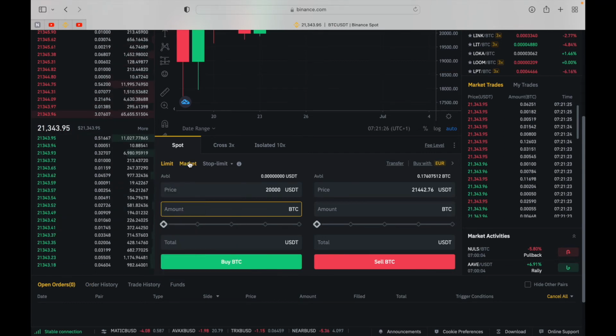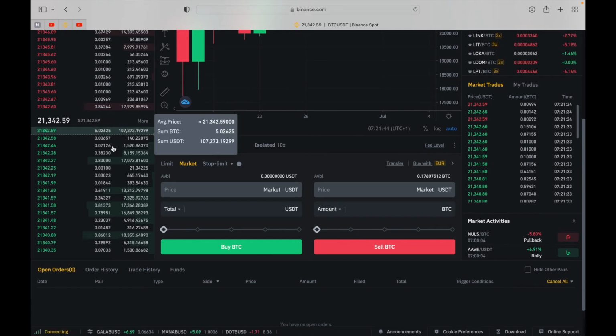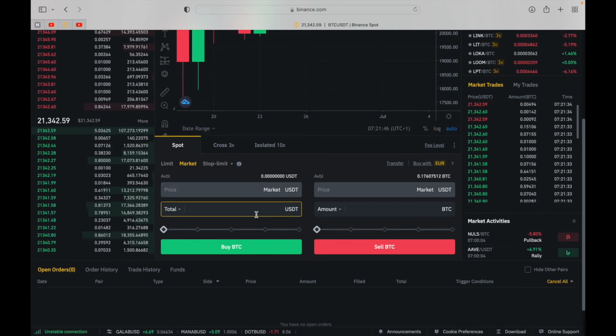Now, market option on spot trading. Market option means that I just want to buy it now. I don't want to wait. So whatever price it is in the market, once I click on buy, I will have to enter the amount of USDT I want to spare. Once I click on buy, it will buy at exact market price instantaneously.